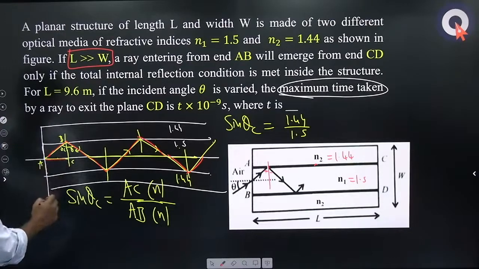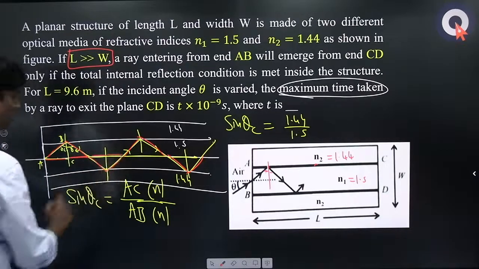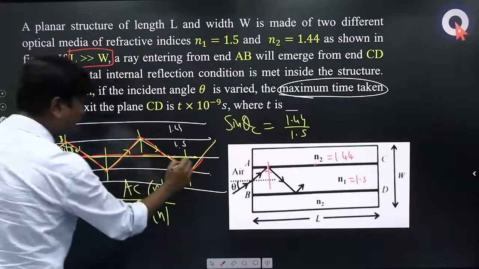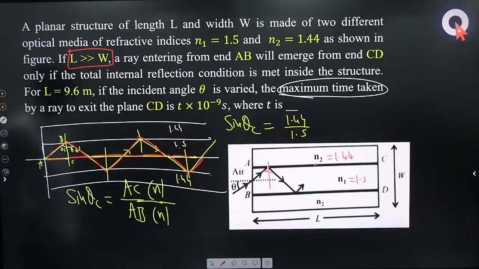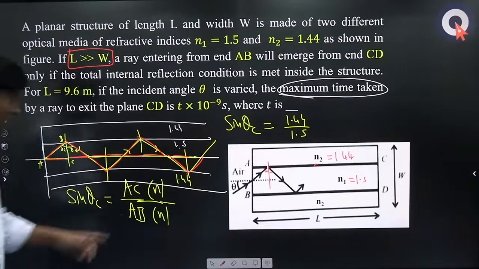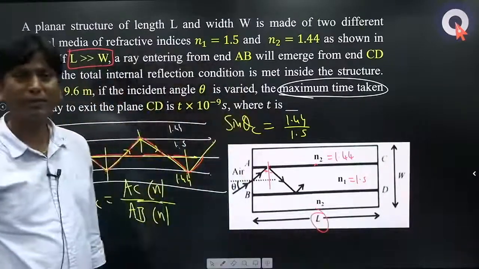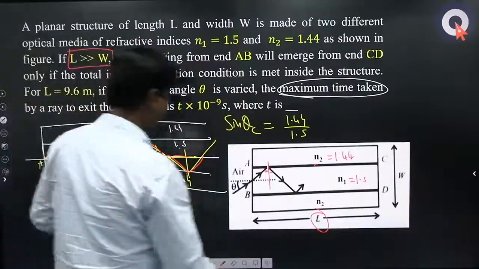N times of AC means, AC is this one, then next to this one. For this one you will get this projection, for this one you will get this projection, for this one this projection, and so on. Likewise, if you take all projections, total n times of AC is nothing but your length, which is L only. And the value of L is how much? 9.6.